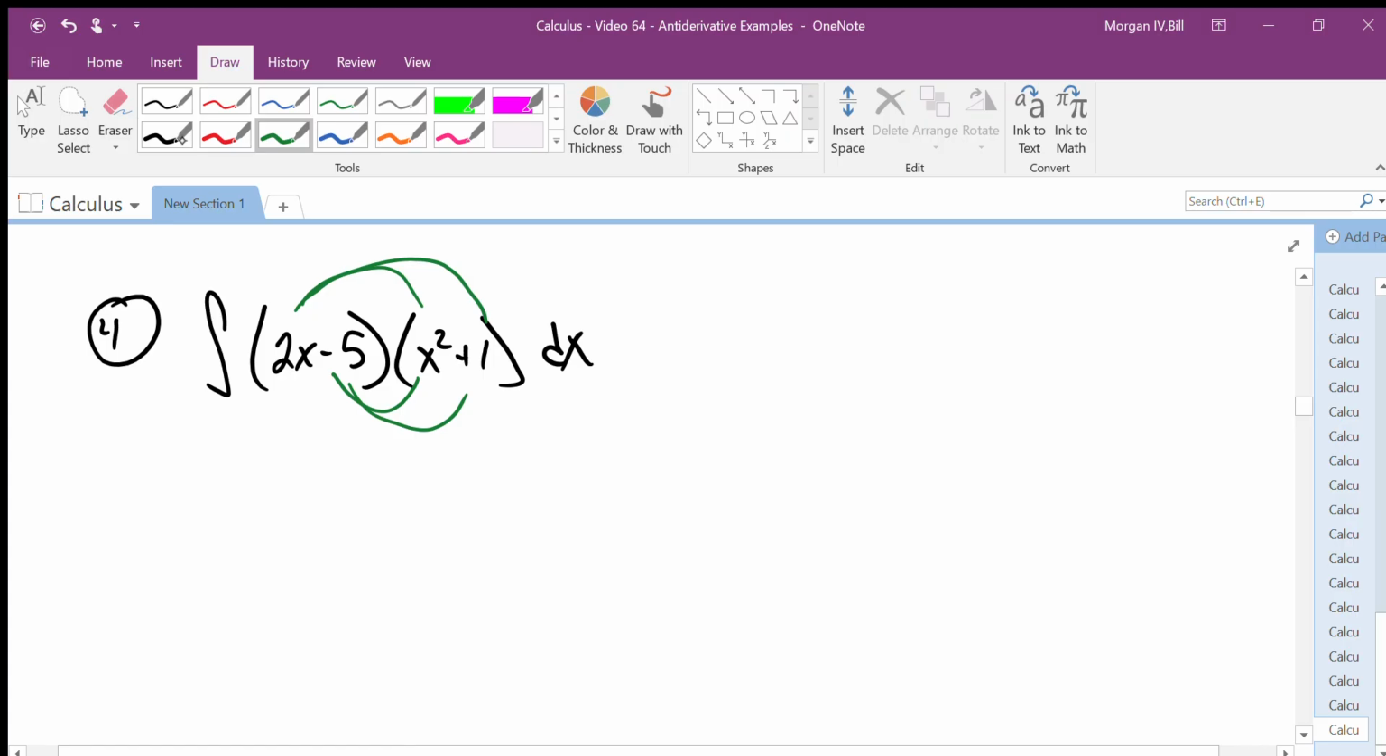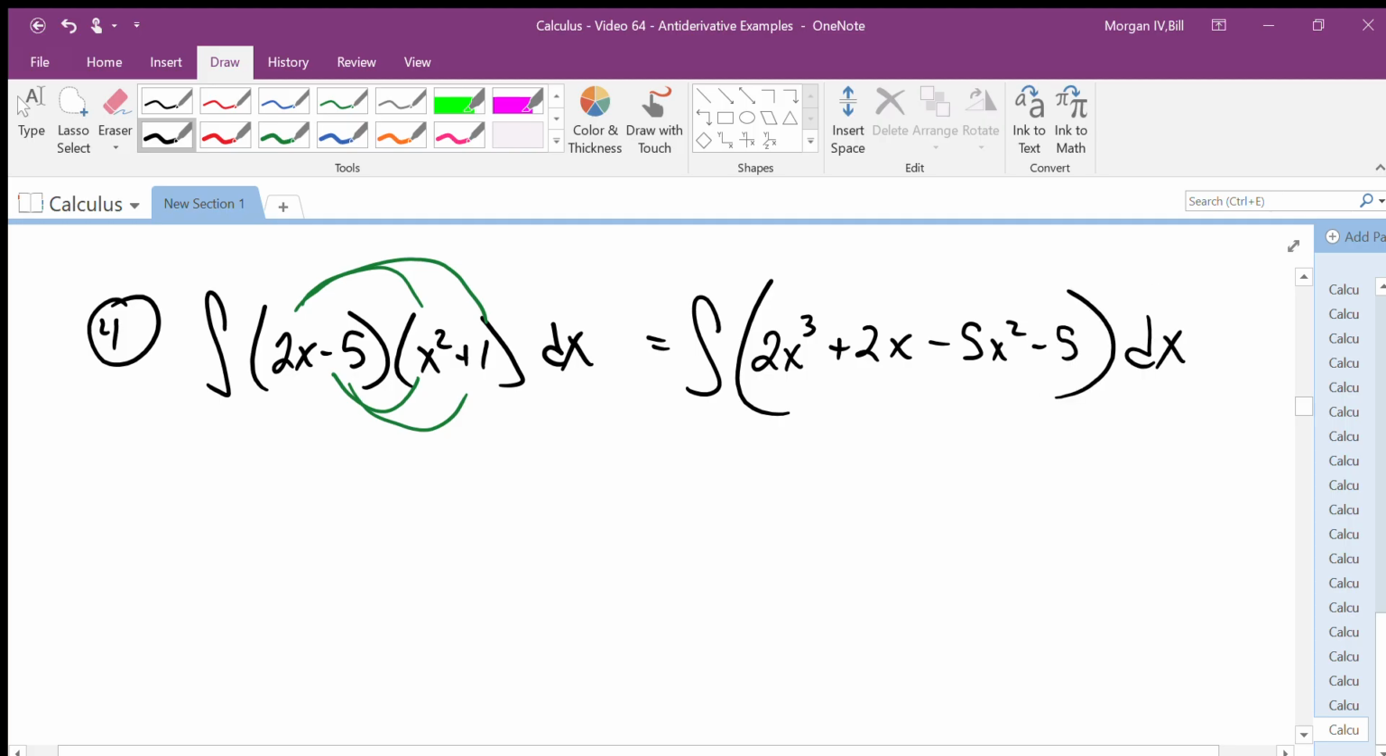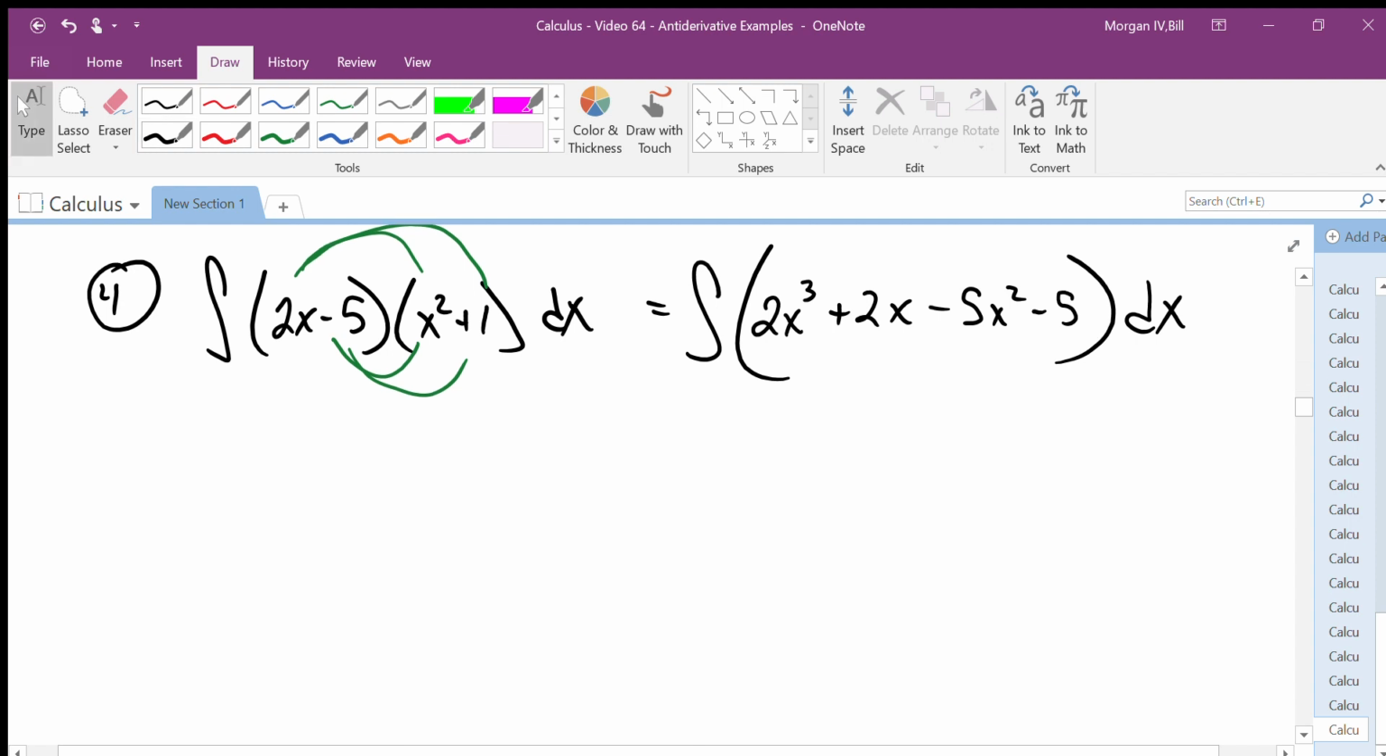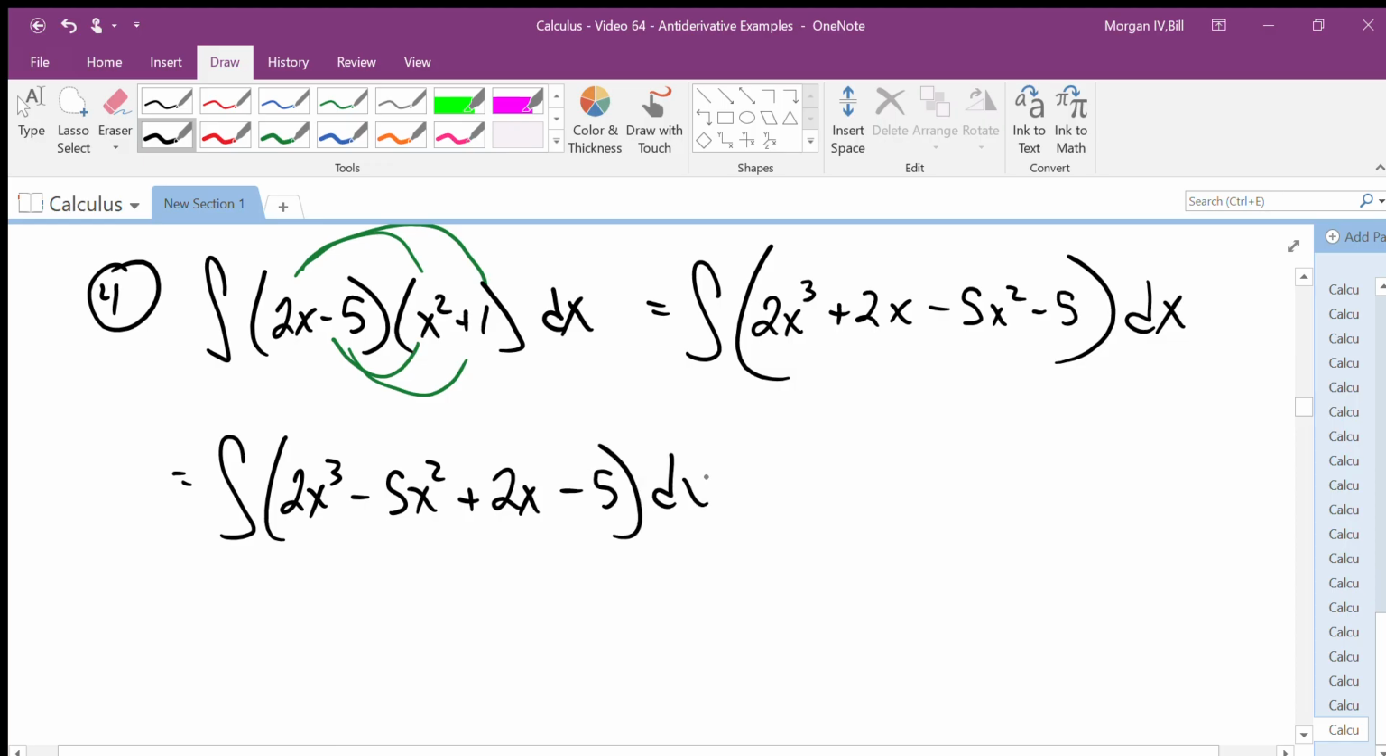Right? So we're going to rewrite this one as the integral of 2x times x squared, that's 2x cubed. 2x times 1, that's 2x. Negative 5 times x squared is negative 5x squared. Negative 5 times 1 is negative 5. All in parentheses dx. Don't forget your dx there. Now you don't have to do this next step, but I'm going to write them in order, just because I like to. 2x cubed minus 5x squared plus 2x minus 5 dx.